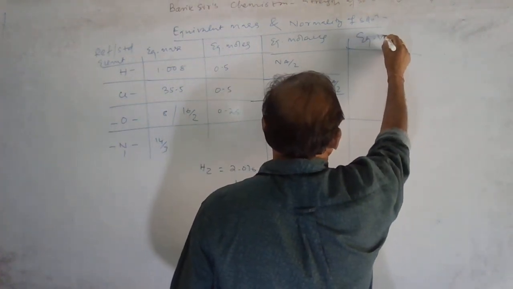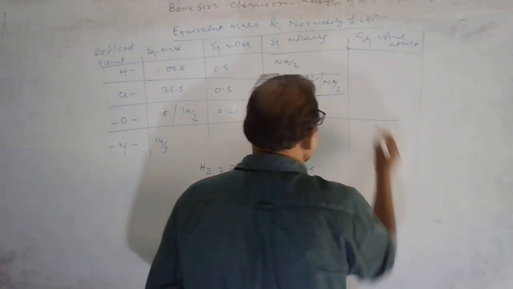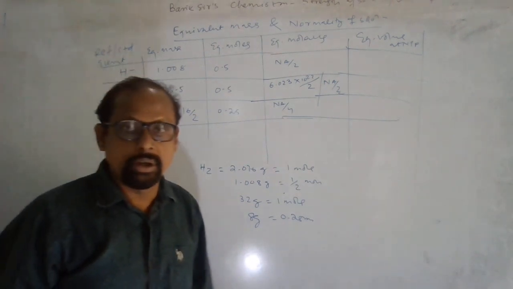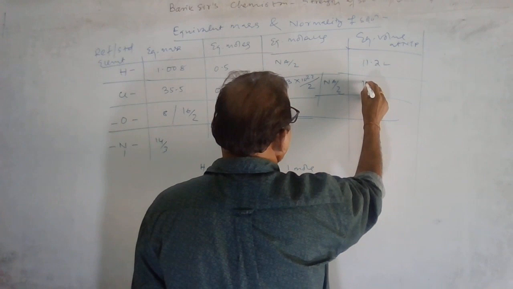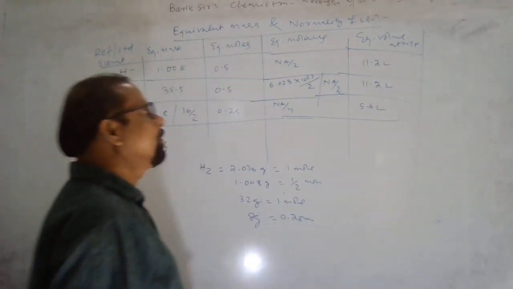What is the equivalent volume at STP? Equivalent volume means 0.5 mole. 1 mole is equal to 22.4 liter. So 0.5 mole means it will be 11.2 liter. For chlorine it is also 11.2 liter, or for oxygen it will be 5.6 liter. That is the equivalent volume.